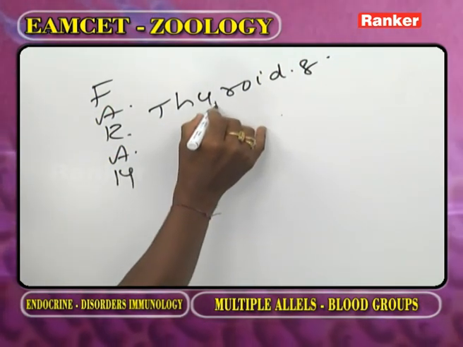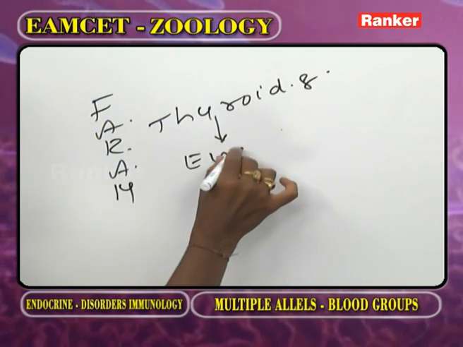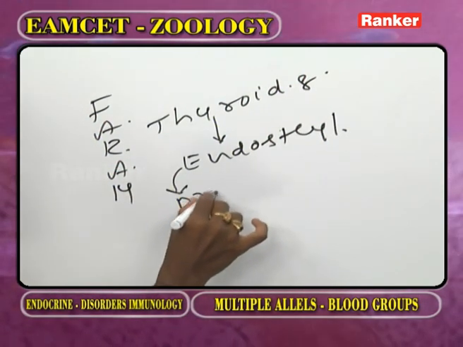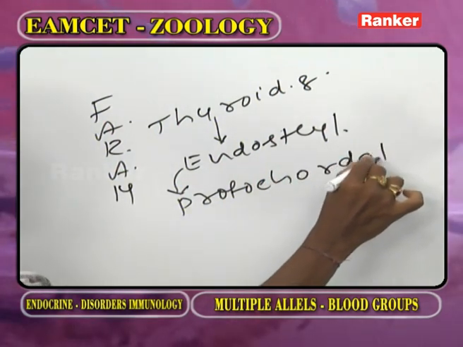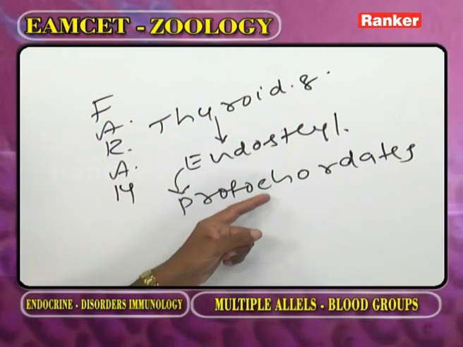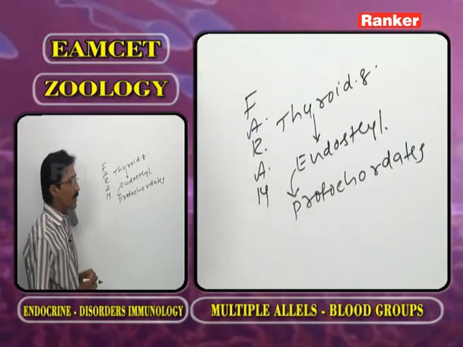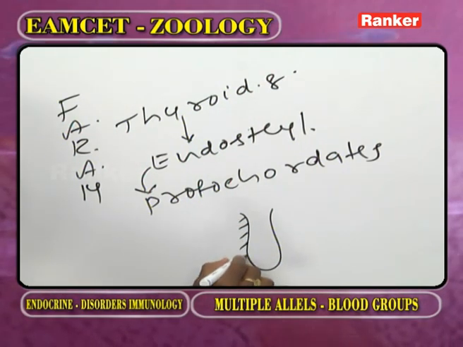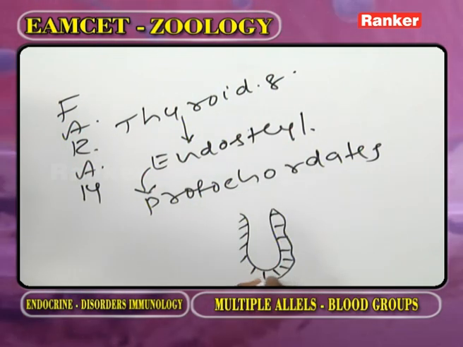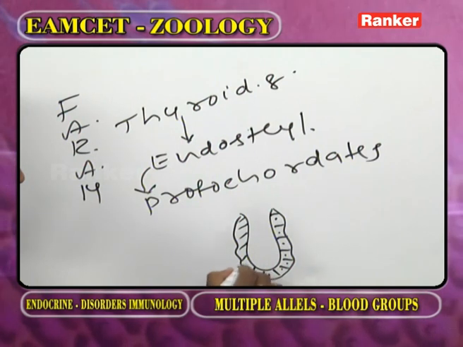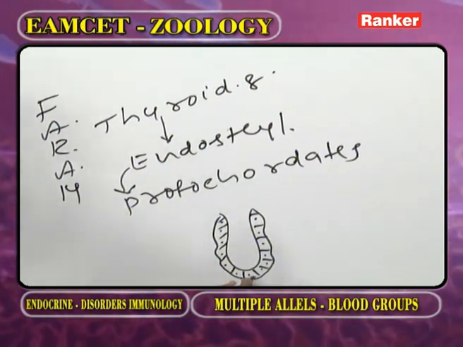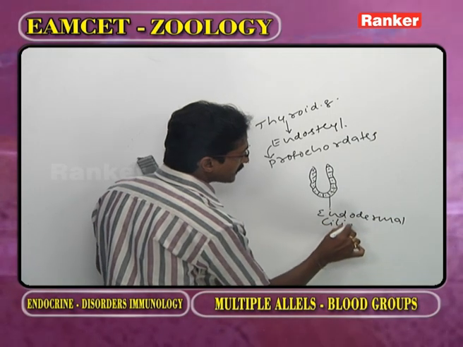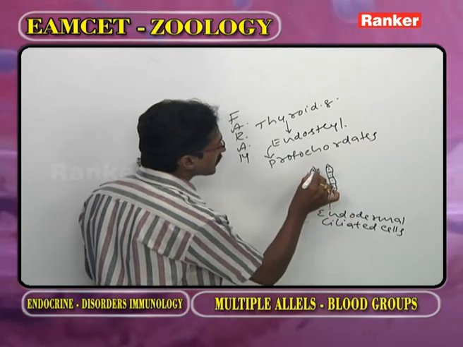Now as we observe the thyroid gland, it is the modified endostyle. Now as we observe the endostyle, it is present in the protochordates. We know very well. What are the protochordates? Urochordata and cephalochordata. In all protochordates, what is present? Endostyle is present. Now this is the structure of endostyle. As we observe, the endostyle is lined by endodermal cells. You have to observe the diagram. This is endostyle. The endostyle is lined by the endodermal ciliated cells. Now these are the cilia.